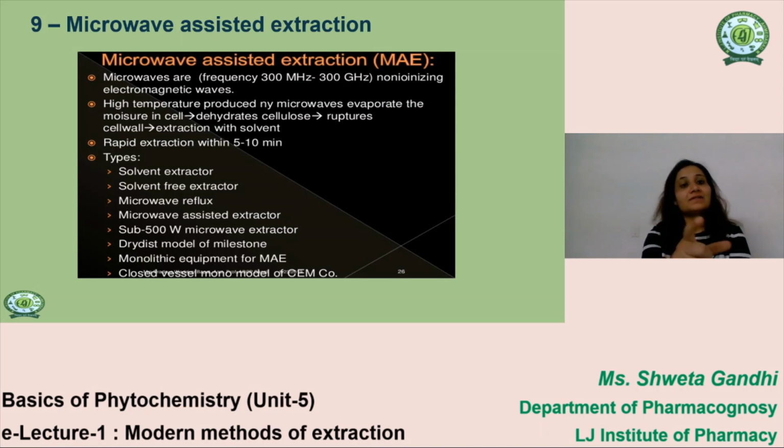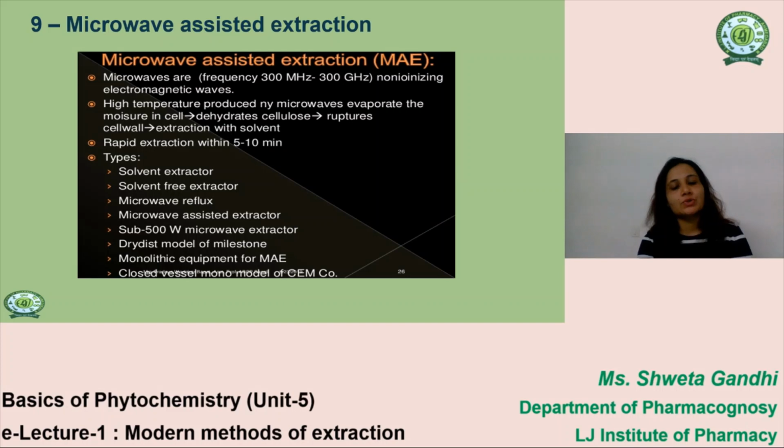As the name suggests, microwave assisted extraction uses microwaves, which are electromagnetic waves, with high temperature and frequency. It means extraction is done on the basis of high temperature and frequency, and the time is 5 to 10 minutes. Microwaves are non-ionizing electromagnetic waves. With the help of electromagnetic waves and the frequency, we do the microwave assisted extraction.